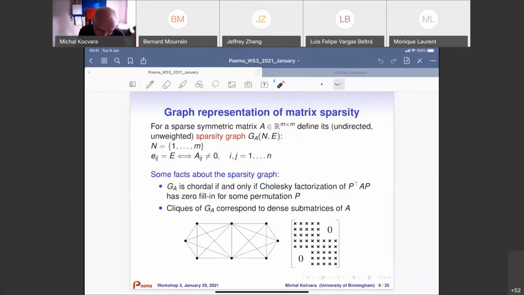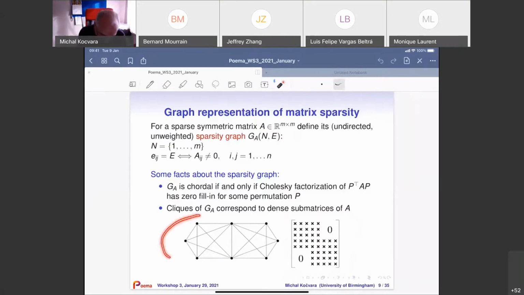And the other fact is that the cliques in the sparsity graph correspond to dense submatrices in my matrix A. So in particular, the maximal cliques in the graph correspond to the maximal dense submatrices. And here's a typical example. I have a matrix like that. The crosses mean potential non-zeros. The rest are zeros. Here is the sparsity graph corresponding to that matrix.